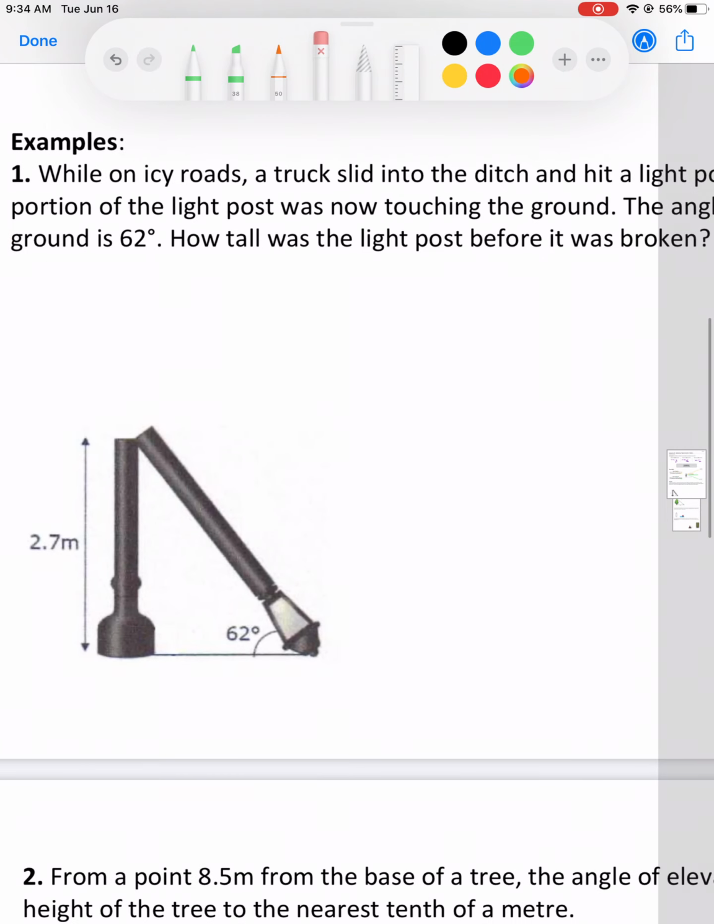If you can picture this, this is what our triangle would look like. We've got our 62 degrees. This is our right angle triangle. It says, how tall was the light post before it was broken? Well, that means we need to find this side, because originally it would have been up here. Don't mind my drawing. Now it's broken, so we need to look at this whole thing as a whole. So we need to solve for that x.